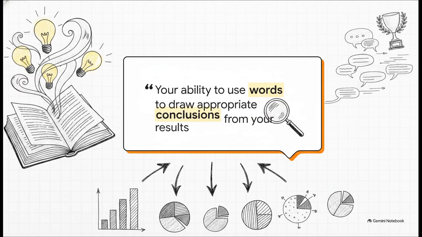Now, I want to point out a huge trap that a lot of students fall into. They think the math just speaks for itself. Let me tell you, it doesn't. Your university guidelines explicitly state that you are graded on your ability to use words to draw appropriate conclusions from your results. You have to clearly articulate the implications of those statistics for the exact hypotheses you set up in your introduction. Think of it this way. The numbers are your evidence, for sure, but your prose, that has to tell the story.